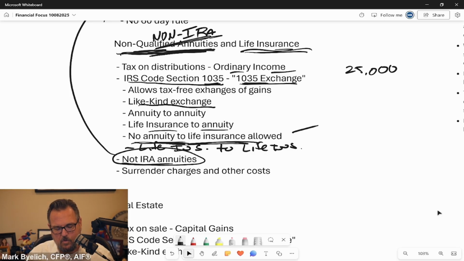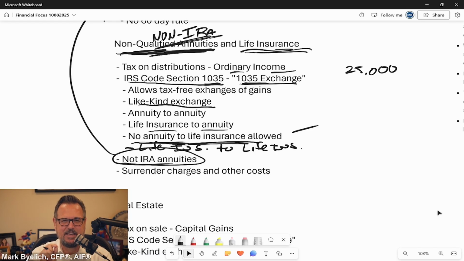I remember when I was studying for my CFP exam, there was an item about what can be transferred in a 1035: annuity to annuity, life insurance to annuity. One of the sticking points was annuity to life insurance. I don't remember if I was having an issue with it or somebody else, but I remember the conversation being, if it's going to be a tax benefit, it likely isn't allowed, right?